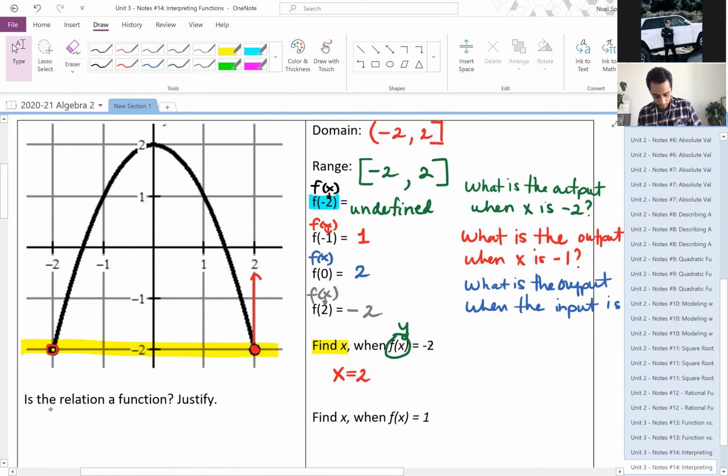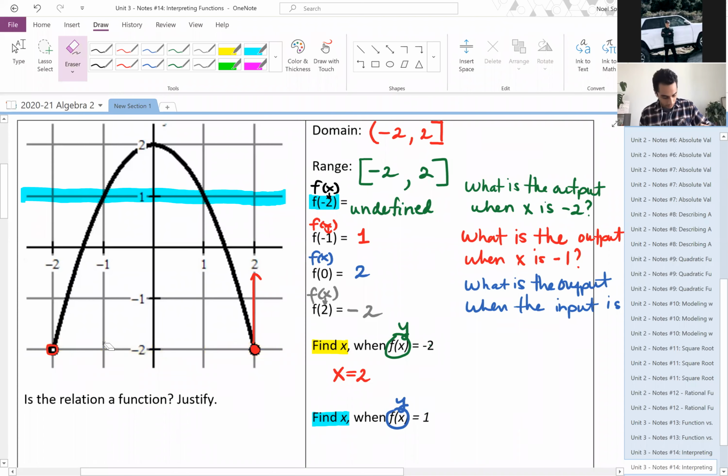Okay, so a similar question. Check it out. It's asking find the x when f of x, and here, remember, you can always change this to y, right? f of x is the same thing as y. So when y is 1, where would I highlight? I'm going to highlight where y is 1. So I'm going to go all the way across here. This is where y is 1.